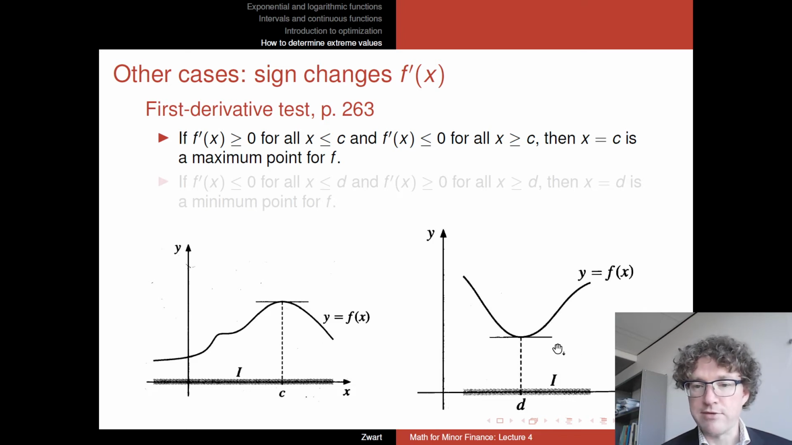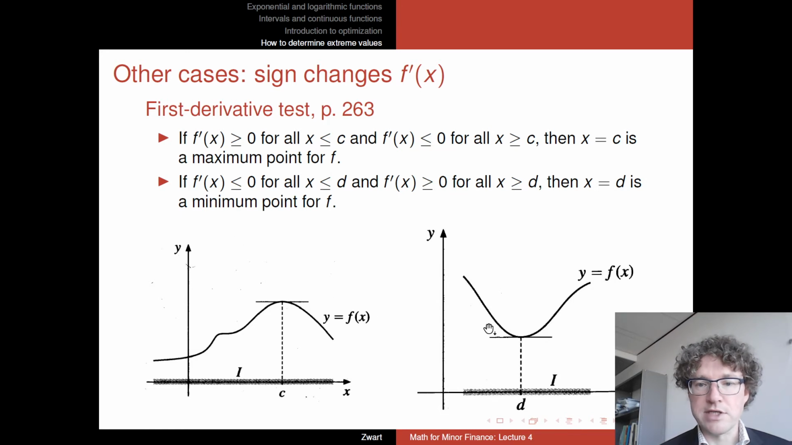And likewise, if we have here a function which attains a stationary point where on the left hand side the function is decreasing, so f prime is smaller than 0 for all x smaller than this hypothetical candidate point d, negative derivative. Whereas on the right hand side, for x bigger than d, this function is increasing, f prime is positive, then this d must be a minimum point.